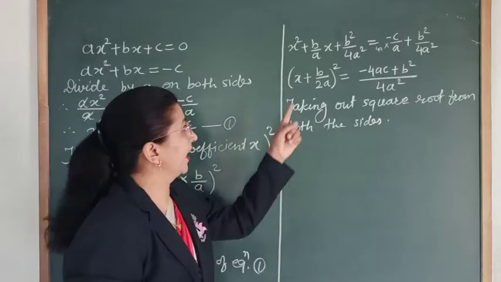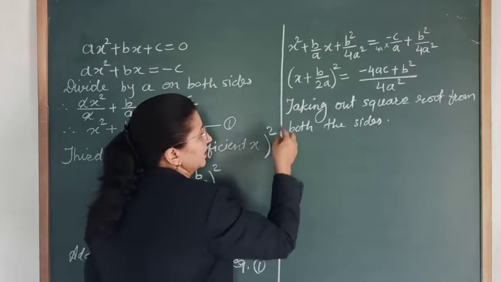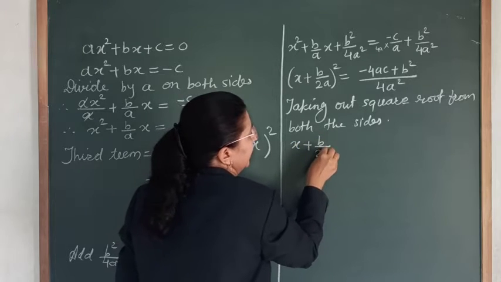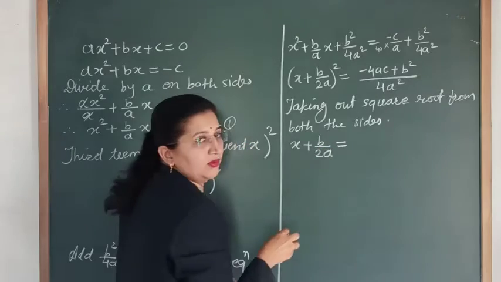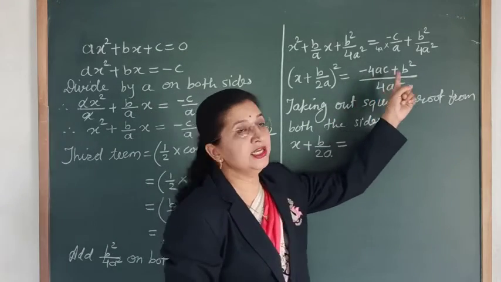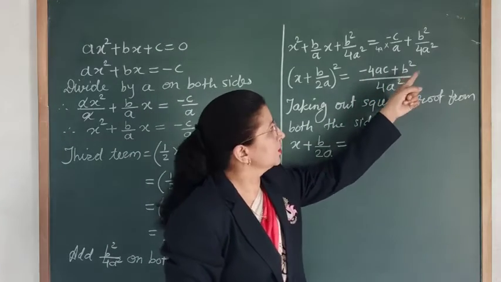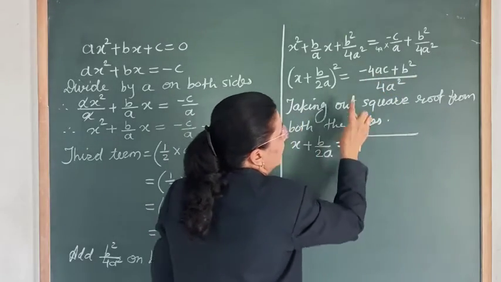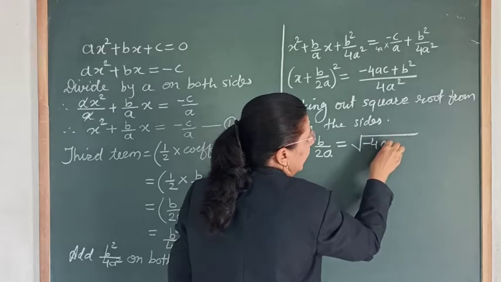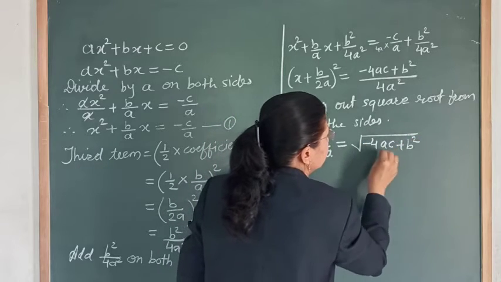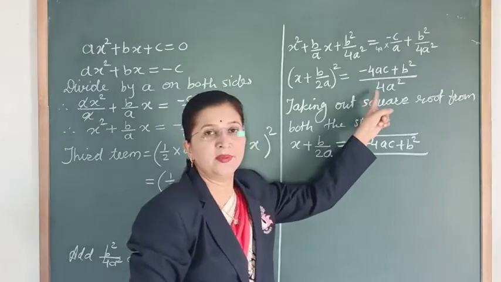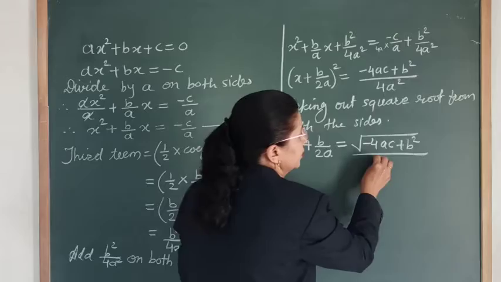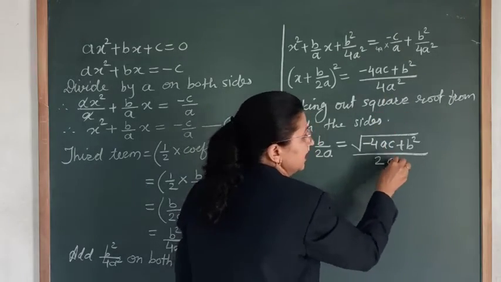Okay. So here the bracket square is there. As we take out the square root, that square will get cancelled. So x plus b upon 2a is equal to... now here in the numerator a binomial is there. So here the square root will be negative 4ac plus b square upon... Now the denominator is a perfect square. That is, the square root of 4 is 2 and the square root of a square is a.